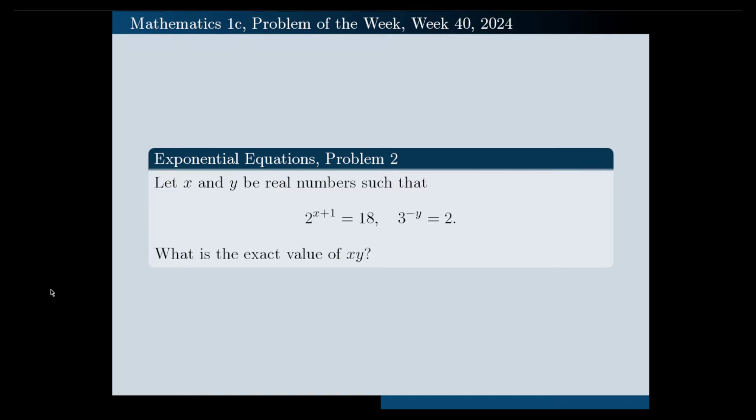Hello. In this video, I'm going to solve the following problem for you, which is on the topic of exponential equations. Let x and y be real numbers such that 2 to the x plus 1 equals 18 and 3 to the minus y equals 2. What is the exact value of xy?